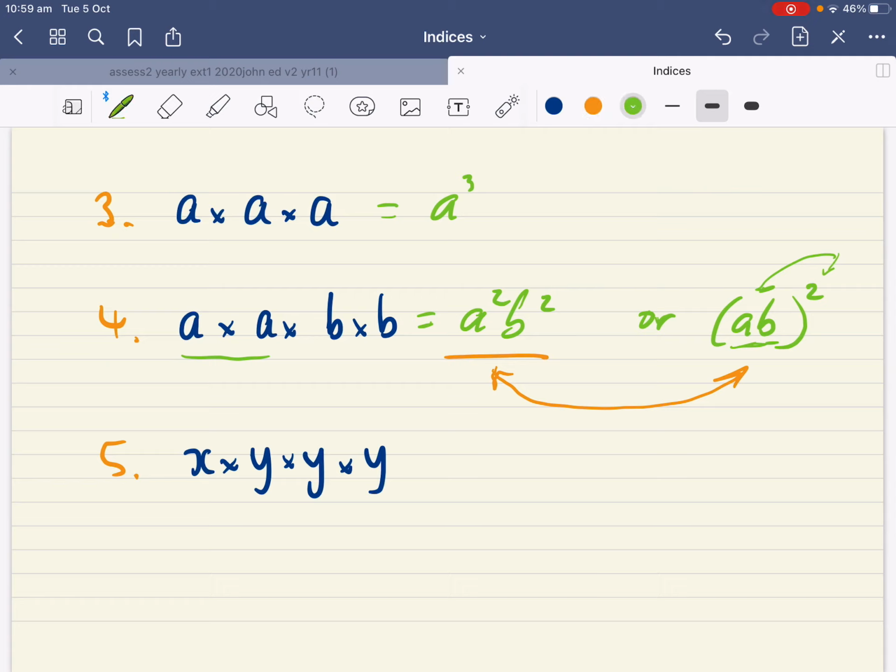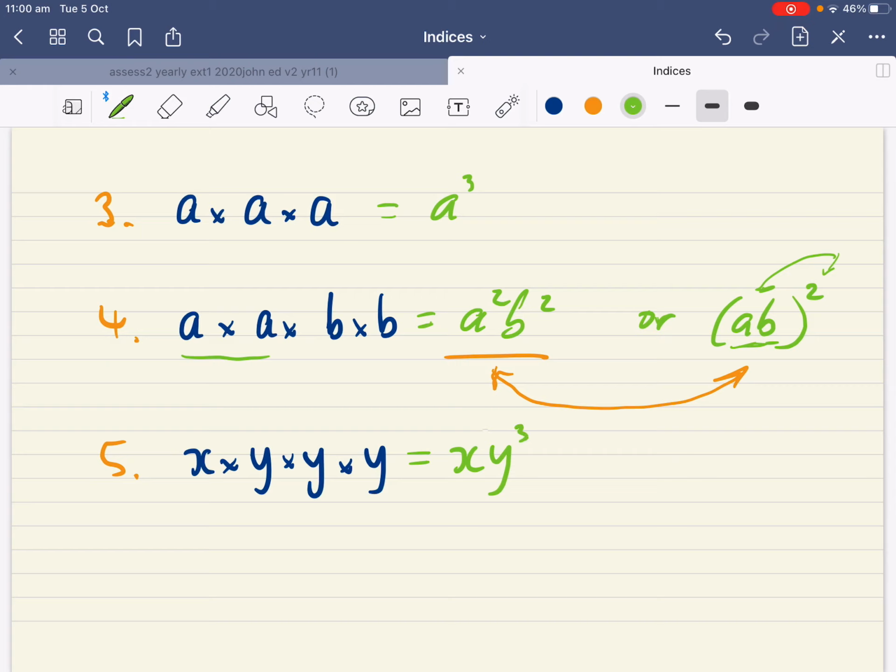All right, and on to the final example for our index notation. Here we go. We have x times y times y times y. So in this particular case, what do we end up with? Well, we have x just on its own. I can just leave this as x, or if I really want to write as many powers as possible, I could put a 1 up there. It's totally up to you. I personally wouldn't. We've got an x, and here we have a y cubed.